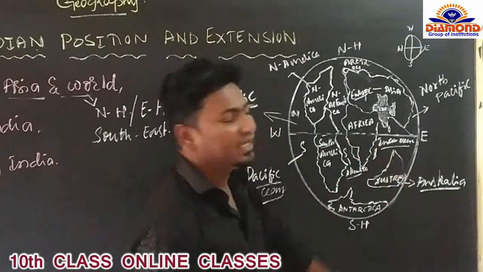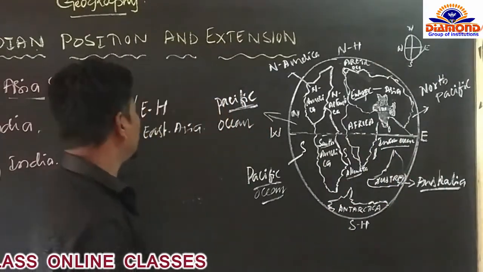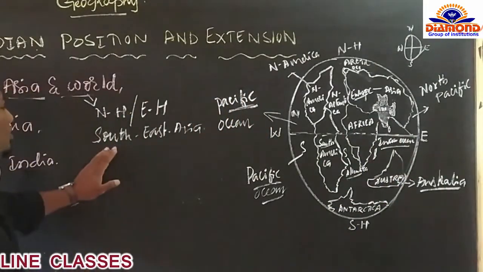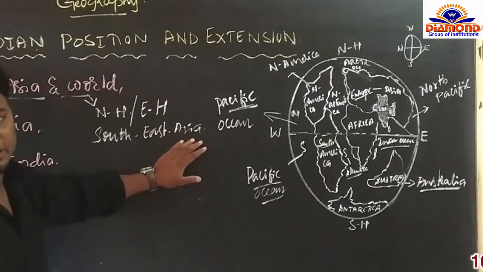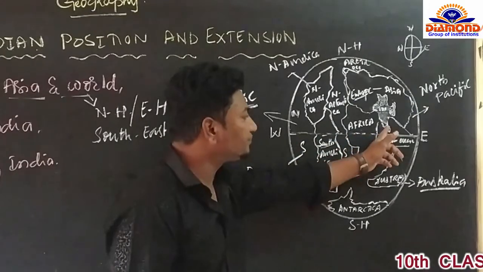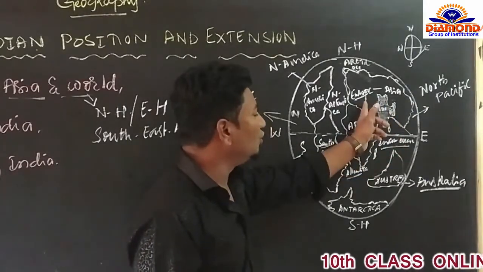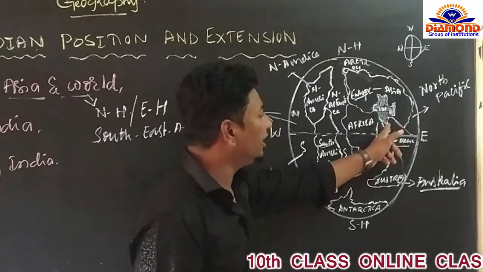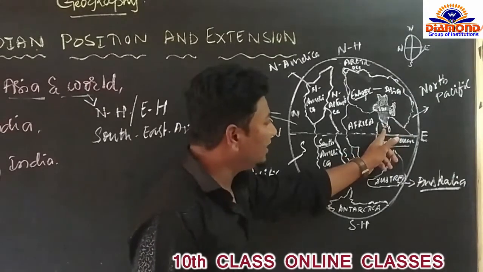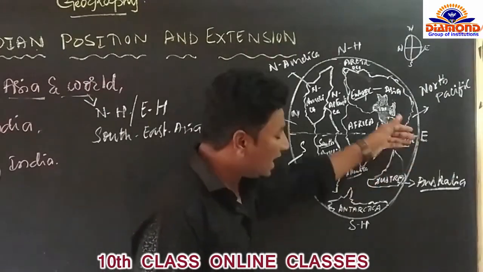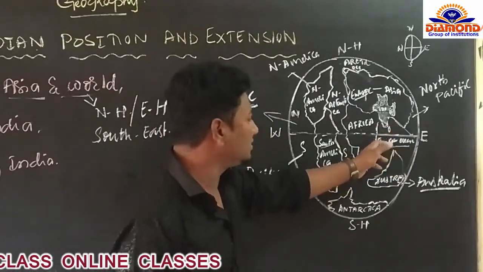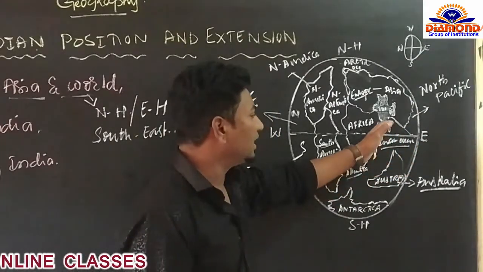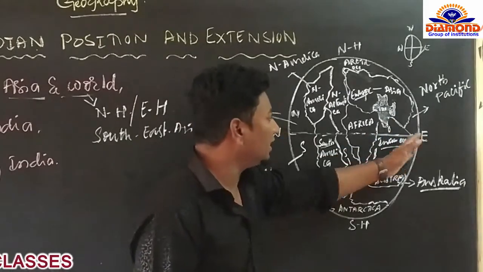Indian position is in the southeast position. It is called Southeast Asia. So you got to know we are part of the Asian continent. Then we are located in the eastern part. After us, there is only the Indian Ocean, no other places. Last position is our country.